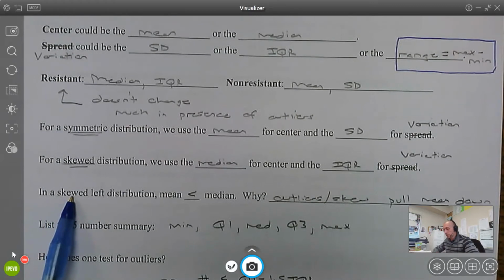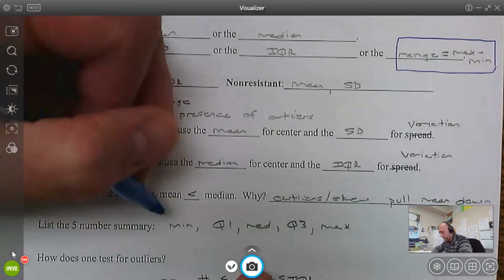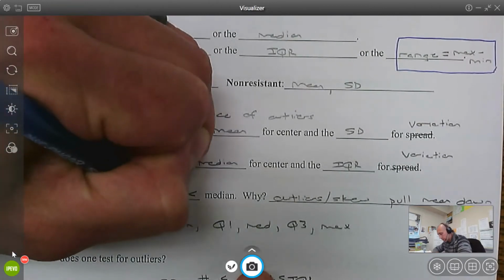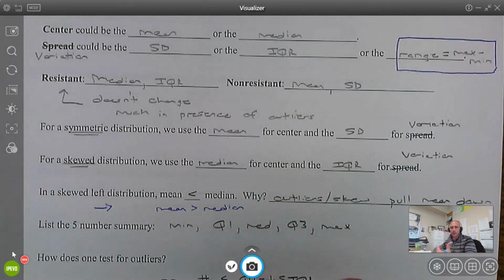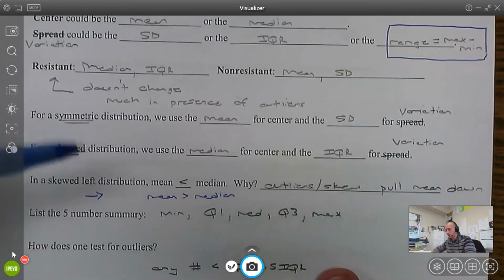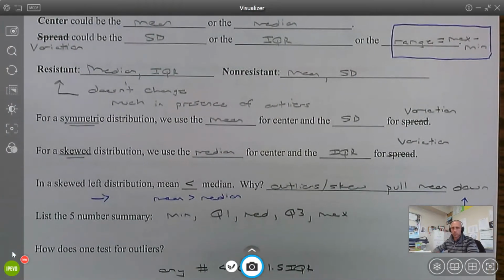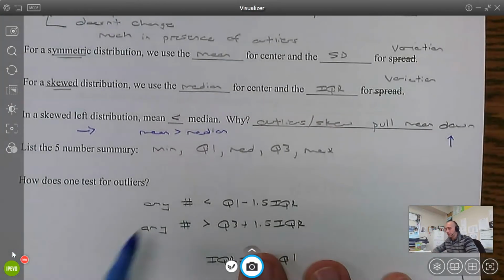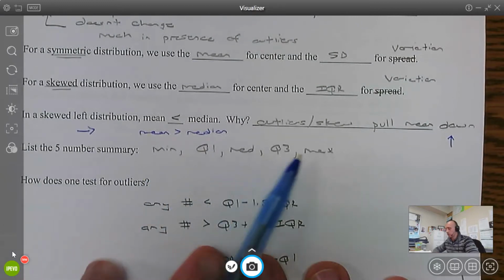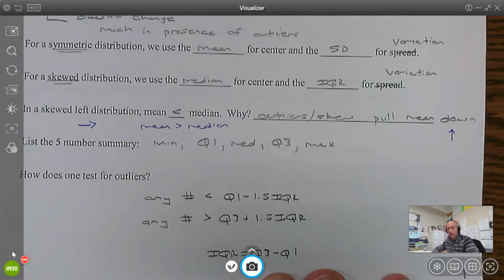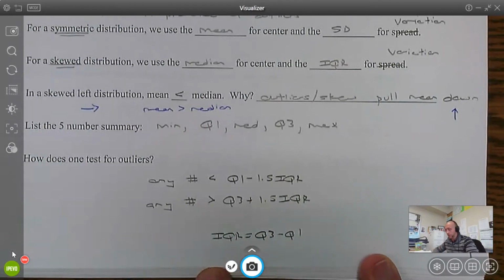If the distribution is skewed left, the mean is less than the median. If the distribution is skewed right, the mean is greater than the median. Why? The outliers and skewness are either going to pull the mean down or pull the mean up if the distribution is skewed to the right. If we're talking about a box plot, 5-number summary is going to be your minimum, first quartile, median, third quartile, and max.